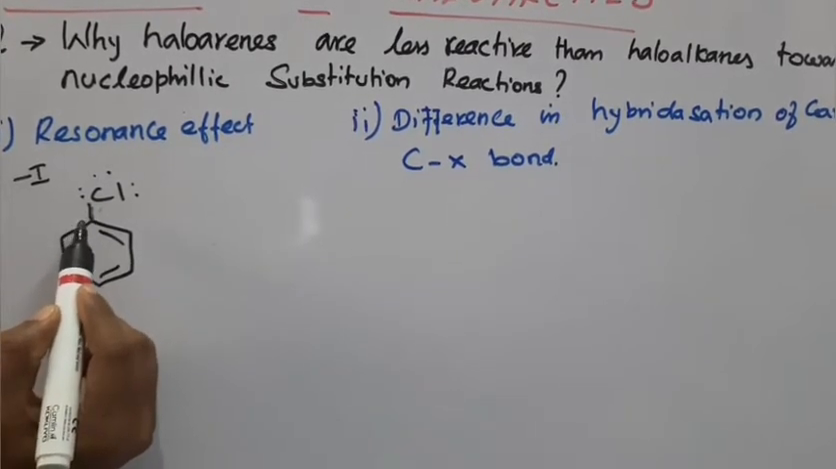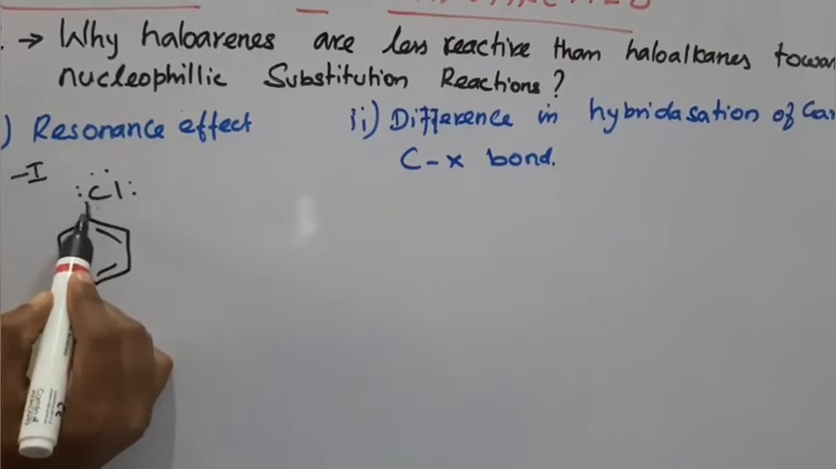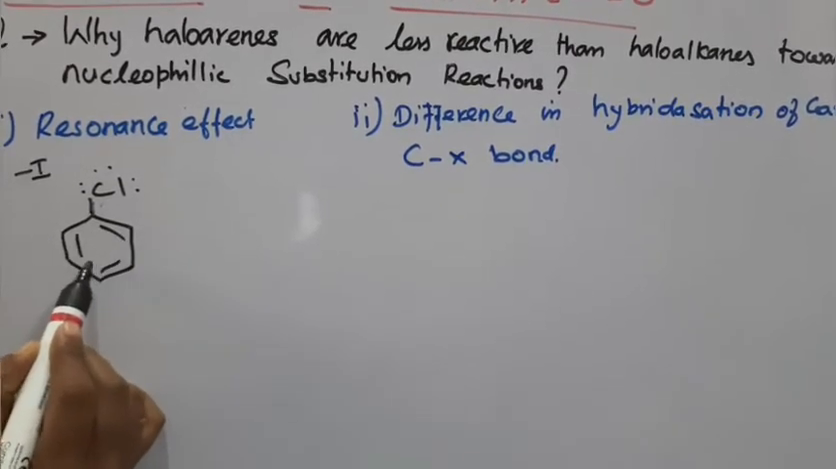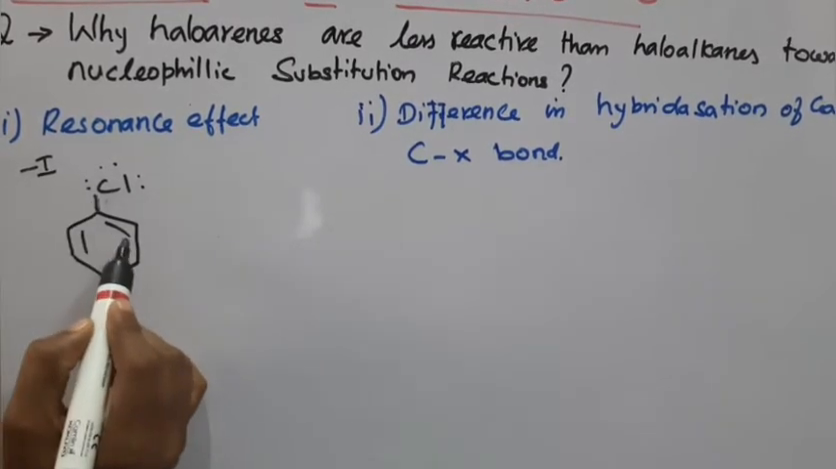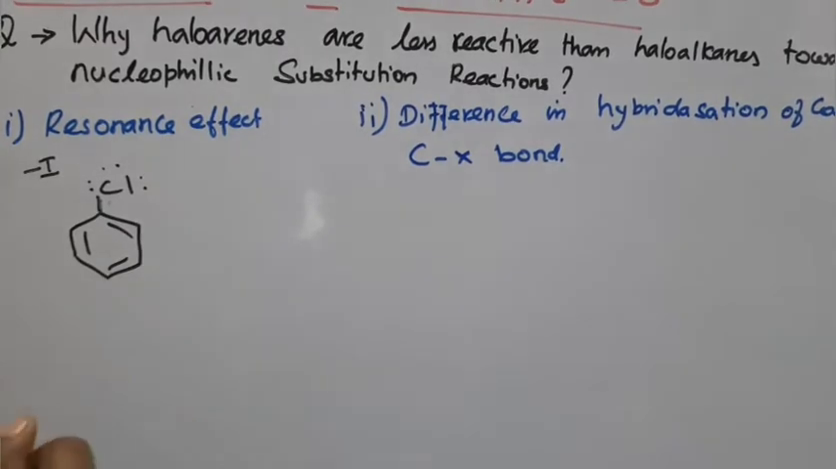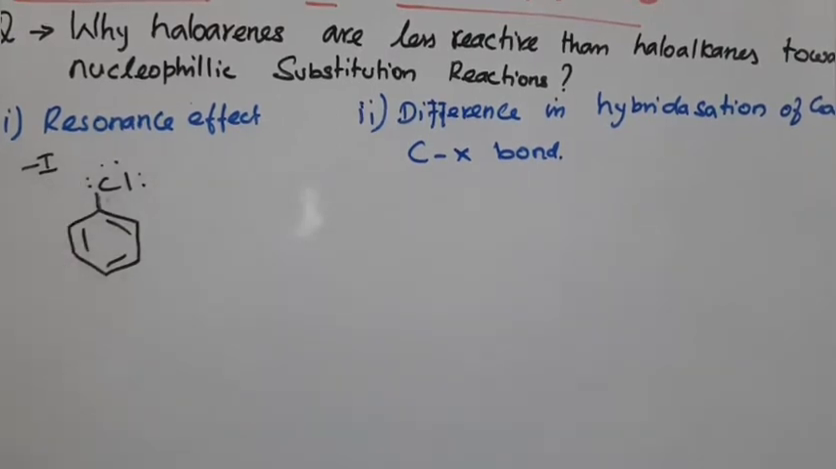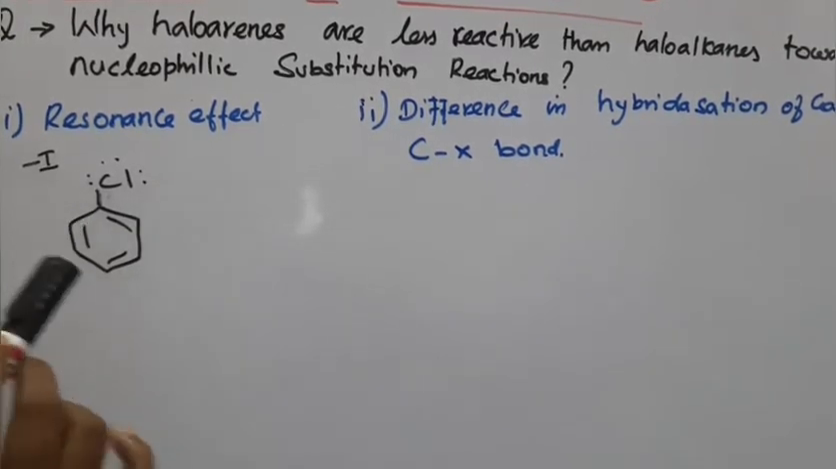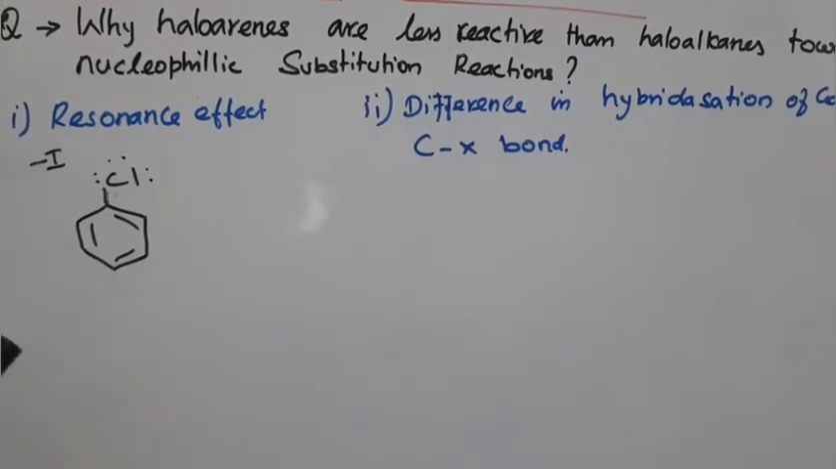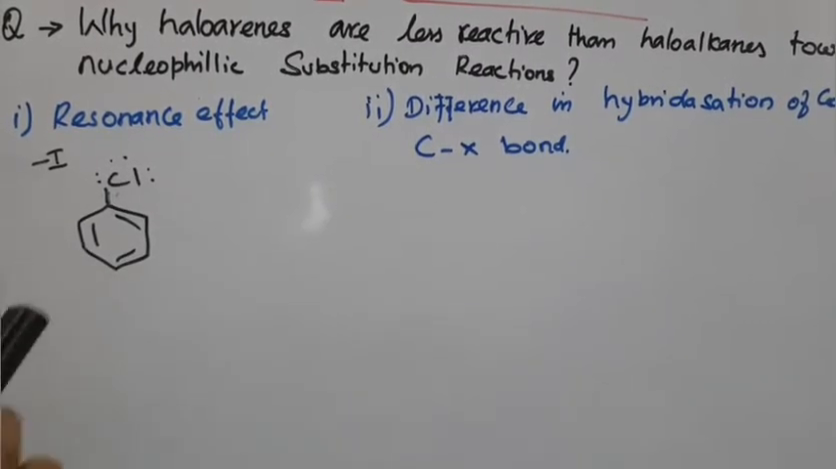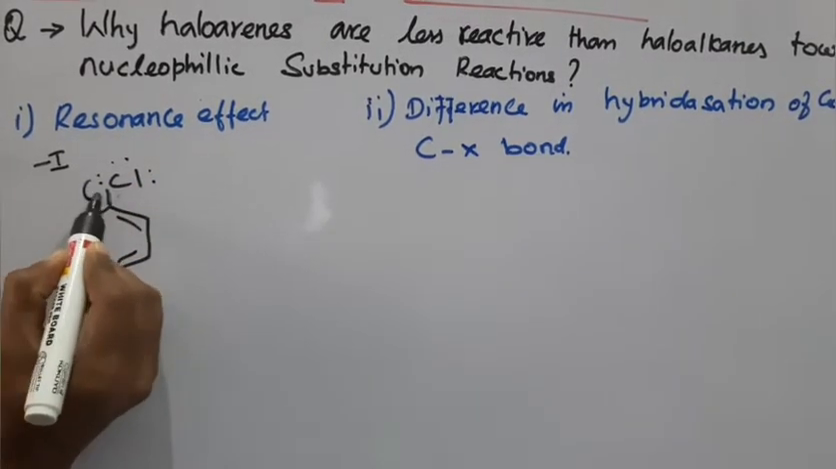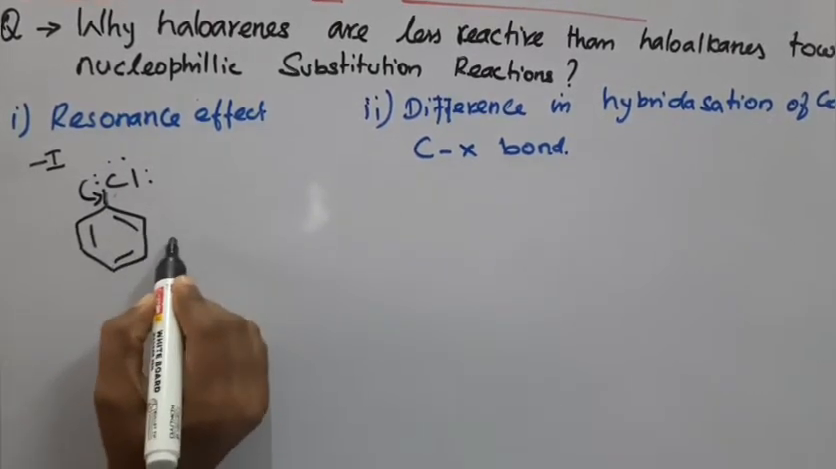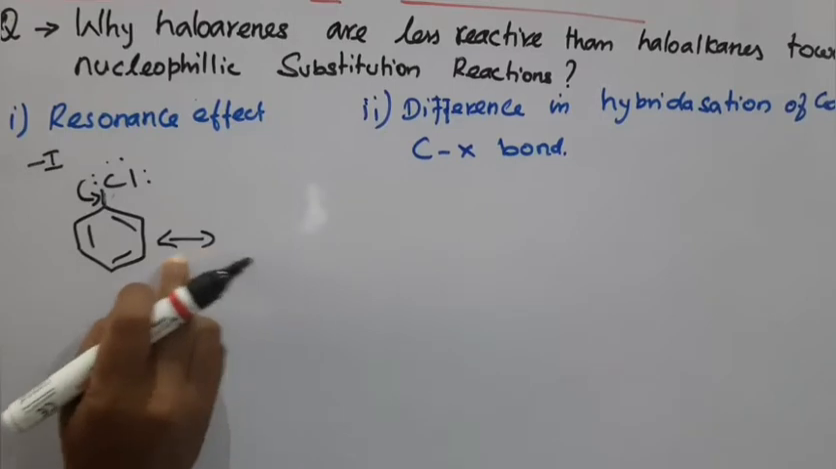Electron withdrawing means it donates its pair of electrons to this benzene ring. Here the pi bond is present, so pi bond delocalization takes place. After that it gets back. Withdrawing is like when we put money in the bank and then we withdraw it, we take it back. So that is the minus I effect. This minus I effect is caused by the resonating structures, which is called the resonance effect. Here you see this pair of electrons is donated to this carbon. This is the symbol of the resonance effect.